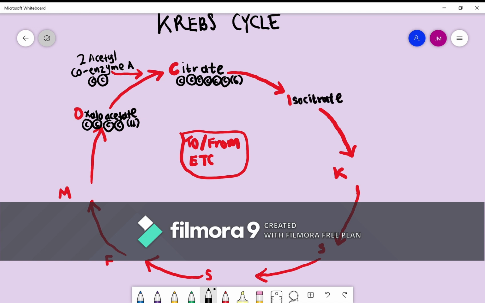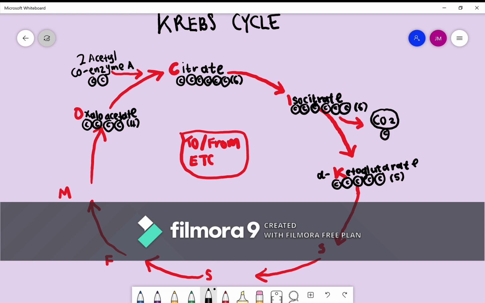The next molecule is isocitrate, which is similar to citrate and also has 6 carbons. Next, alpha-ketoglutarate is formed, which only has 5 carbons. So what happens to that 6th carbon? It is released in the form of carbon dioxide. Next up is a molecule called succinyl-CoA, which has 4 carbons. Based on the last step, you can probably guess what happened to that 5th carbon. It was released in the form of a second molecule of carbon dioxide.